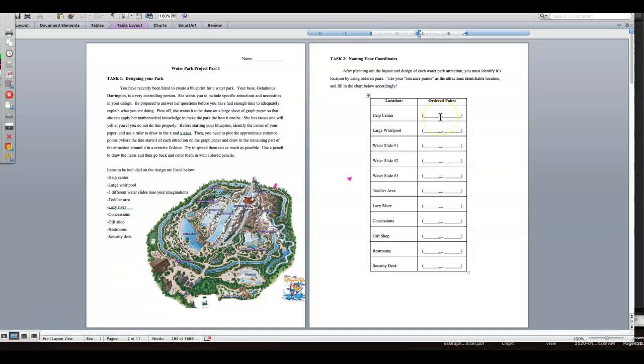All right, moving on to task 2. So task 2, you are supposed to name your coordinates. So using those entrances, you were supposed to write them as ordered pairs.